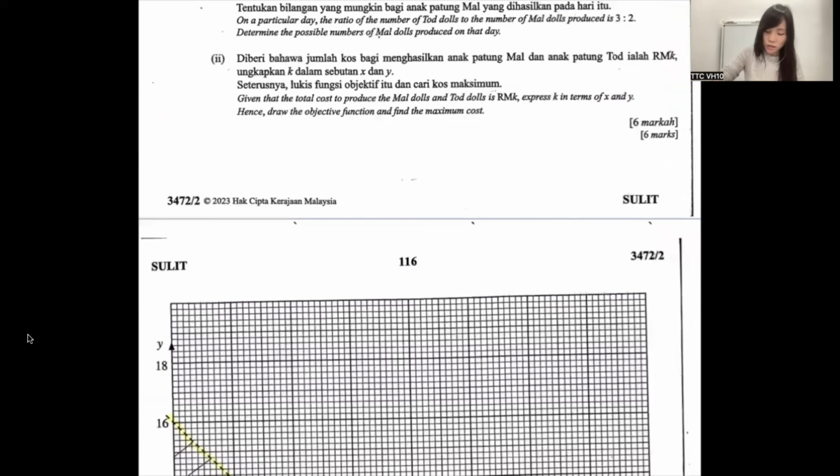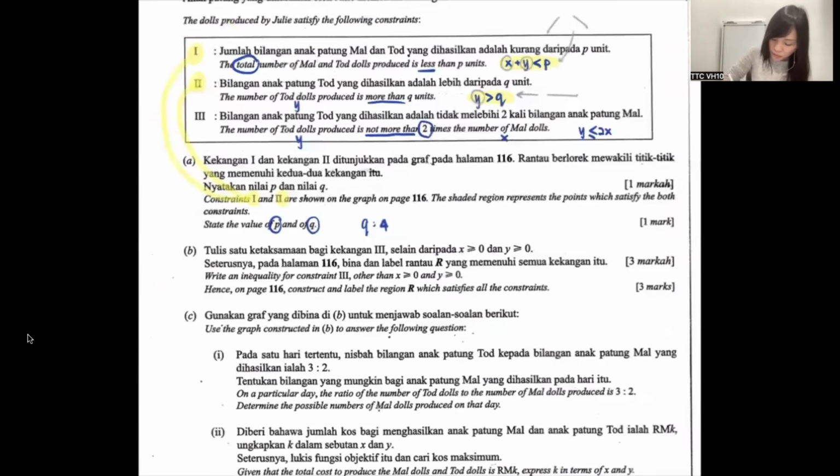So it's 16. So my dear, that means my P should be 16. Together, these two correct only get 1 mark. If half correct, there's no half marks. There's no half marks in SPM, okay?